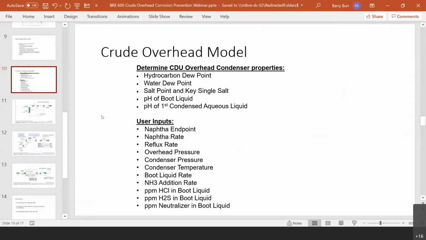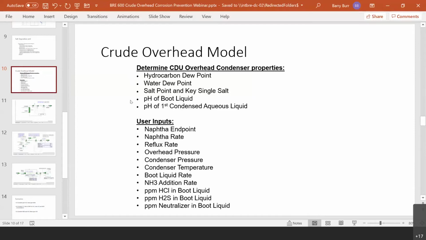So in the model that we're going to build, or that we're going to study, there are a few properties that we're going to determine from the simulation. The purpose of the simulation will be to obtain the hydrocarbon dew point, your water dew point, or the temperature at which the first drop of condensed aqueous liquid appears. And we'll calculate the salt point temperature, and also the pH of the boot water, the aqueous liquid that's in the water boot, and then the pH of the first condensed aqueous liquid. So these are the things we'll calculate in the model.